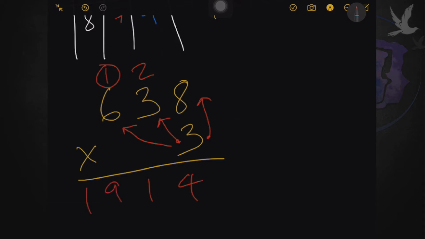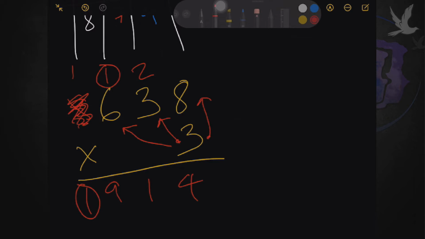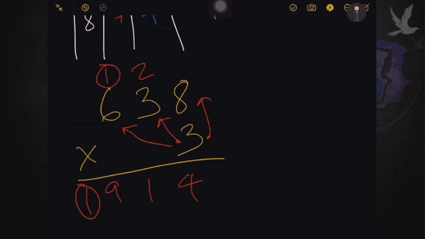Again, do I still need to write this one here? In that case, no, because we don't have any units here. Unless there's an additional number there, then yes, you have to put it there on top. So 638 times 3 will give us 1,914.